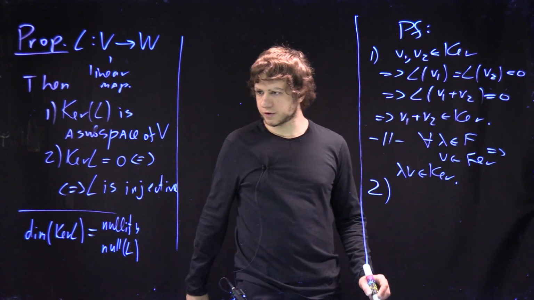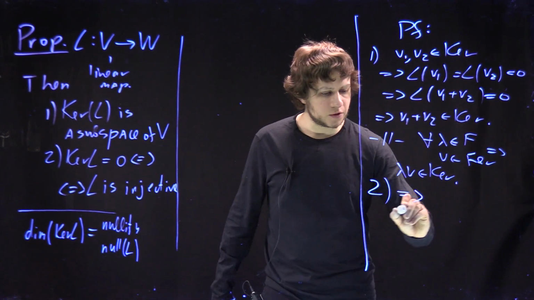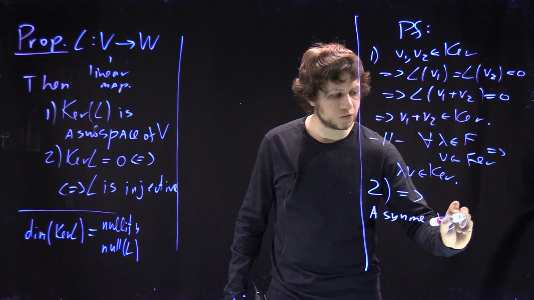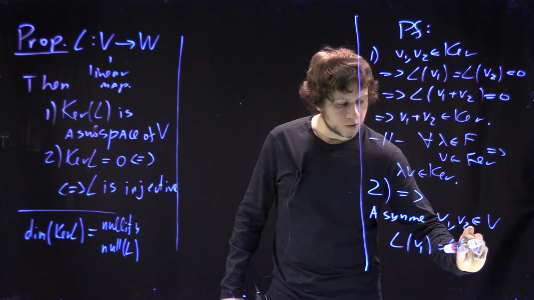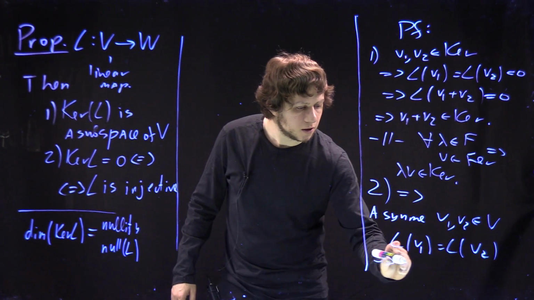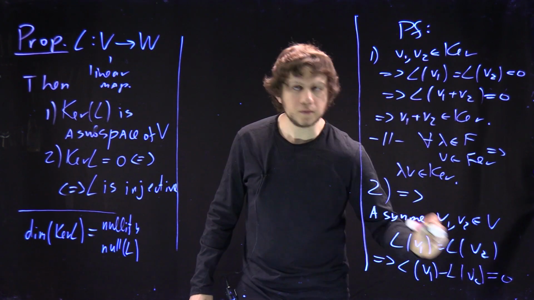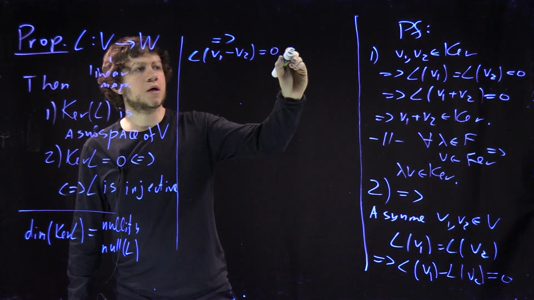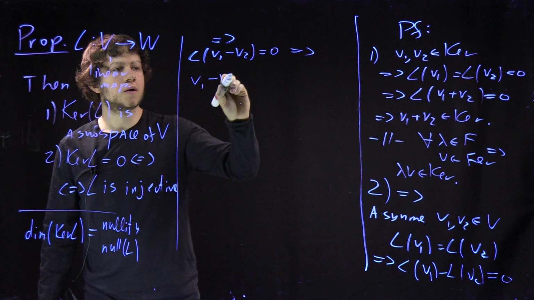So, that's also very simple. Let's start with this direction. Assume V1, V2 are in V, and L of V1 equals L of V2. We need to show that these two vectors coincide. That's what injective means. Then L of V1 minus L of V2 equals 0. So L of V1 minus V2 equals 0. But this, of course, means that the vector V1 minus V2 is in the kernel.